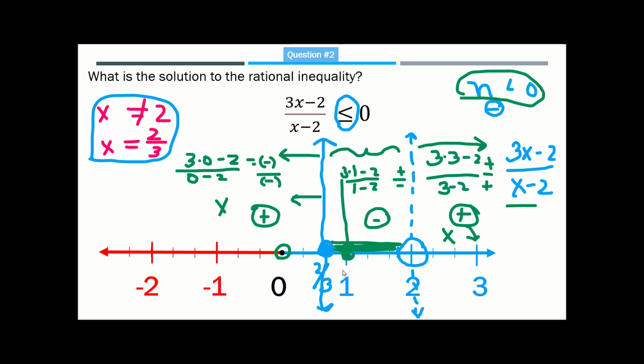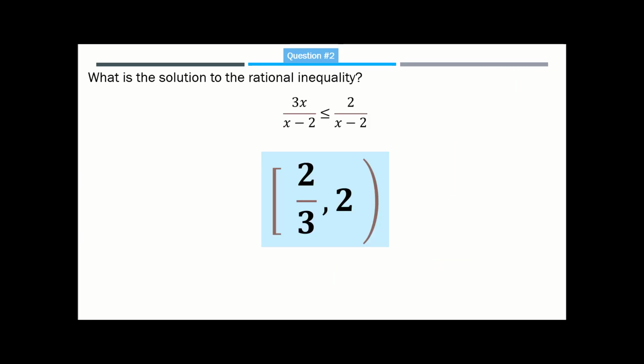All right, so we write it as 2/3, including 2/3, with a solid bracket, all the way to 2, but not including 2. So I'm going to put that soft bracket. And that's how we write our answer. So I've cleaned it up a bit for you to look at on the next slide.